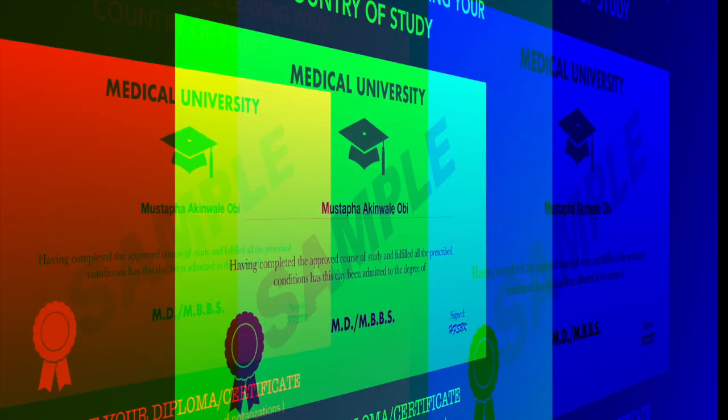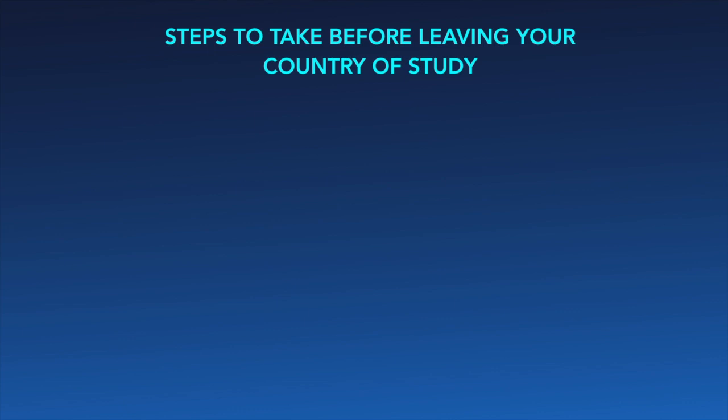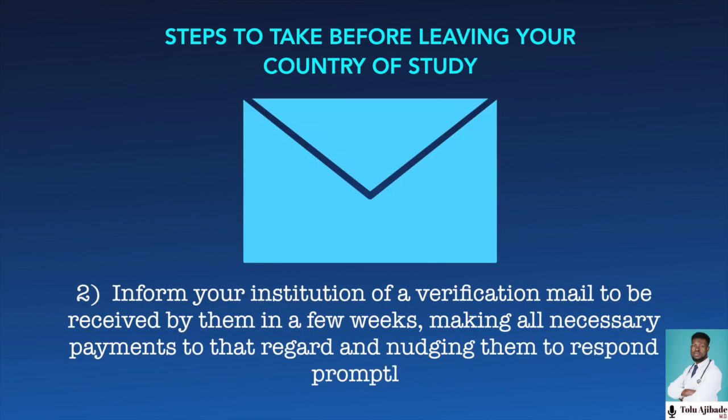Now, the next step you should take in this process is informing your university, informing your institution about a verification mail. So now, what is this verification mail? It's a mail that is going to be received by your university in a few weeks when you start the EPIC process. Okay, so what is the EPIC process? It's a process of verifying foreign diplomas by the Nigerian government. So it's a body that actually helps in verification of documents. It's under the ECFMG, which does the verification of documents for the USMLE steps.